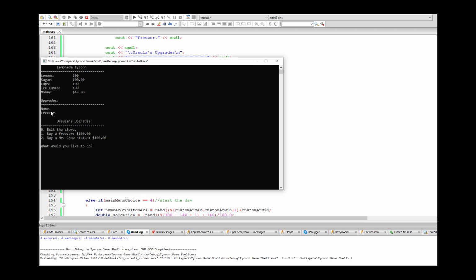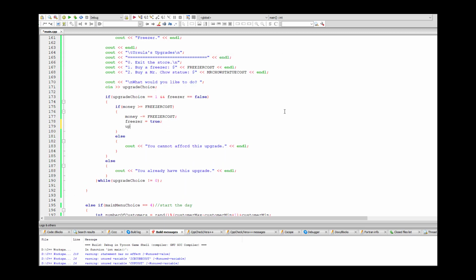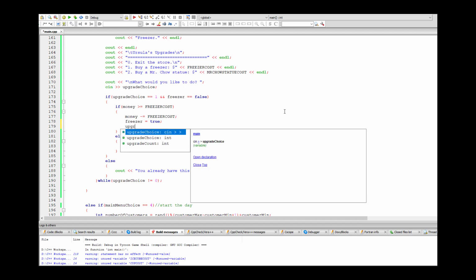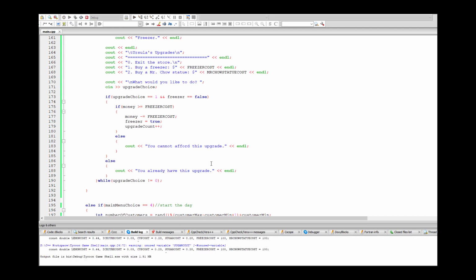Now here's a problem. It says none. And the reason why it says none is because our upgrade count did not go up. So upgrade count plus plus. All right, so we gained an upgrade.